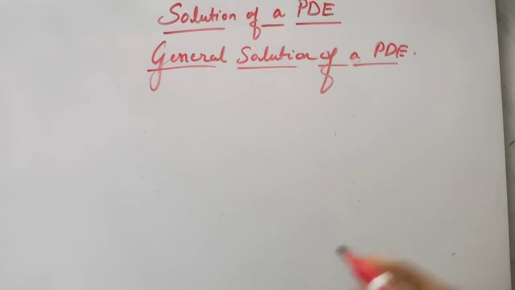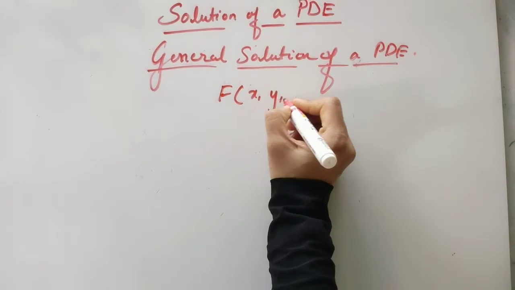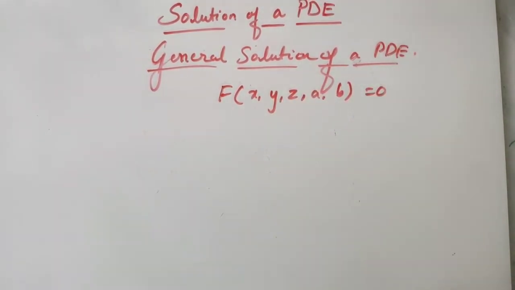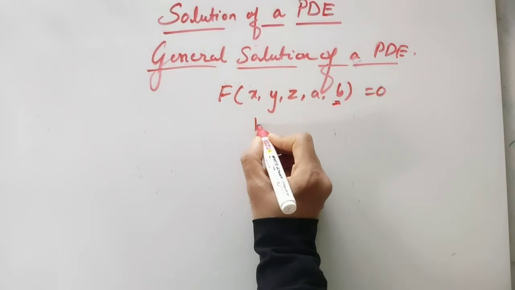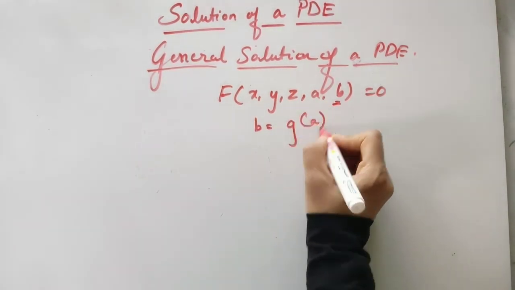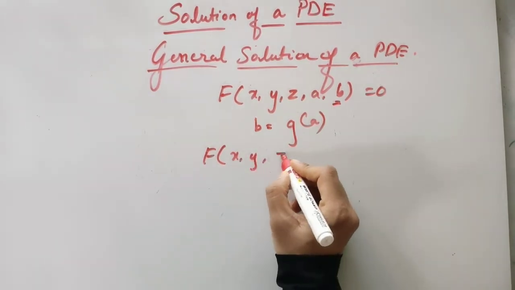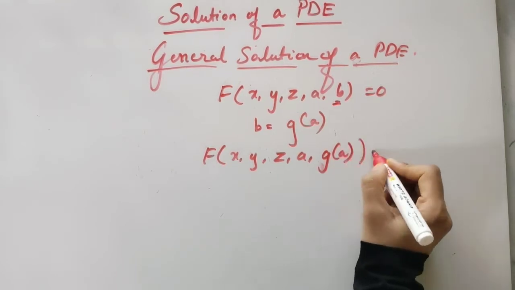Okay, so you had your complete solution like this: f of x, y, z, comma a, comma b is equal to 0. So arbitrary constants and the relation between the independent and the dependent variables, is it not? So what we will do here in the general solution, we treat one of the constants, say b, as a function of the previous constant, say a. Okay, so I'll get my complete solution something like this: f of x, y, z, comma a, comma g of a is equal to 0.